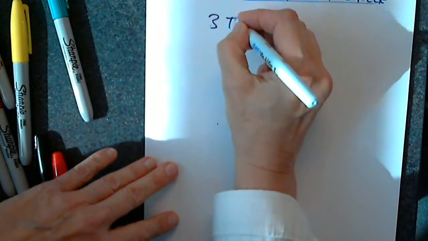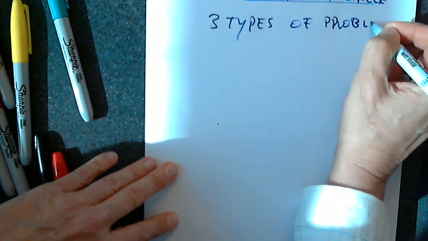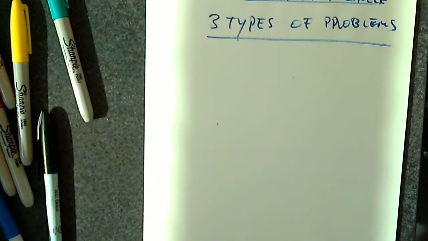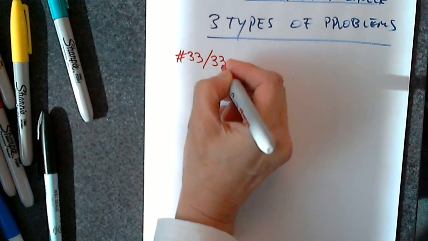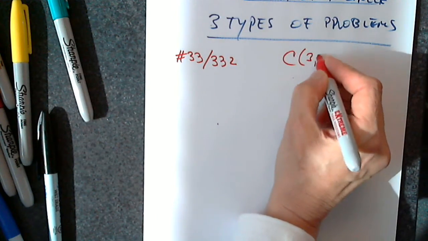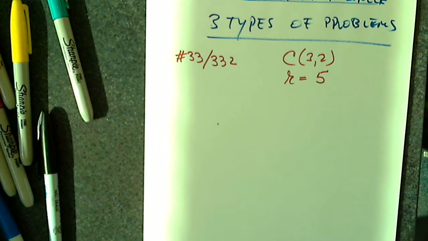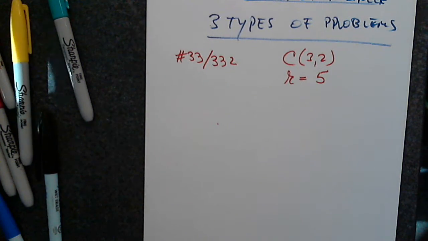Okay, so we have several types of problems here, actually 3 types of problems with the equation of the circle. Here's the first type. We are given a center. This is problem 33 on page 332. We are given the center 3, 2, and the radius is 5. They want us to do 2 things. Number 1, they want us to create the equation of the circle. And number 2, they want us to graph it.